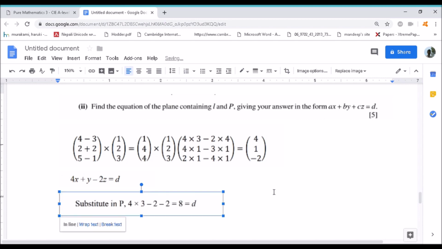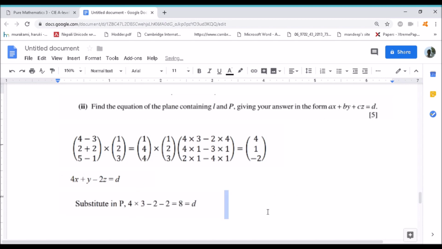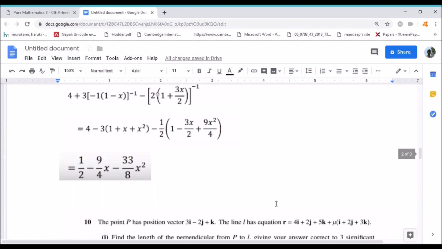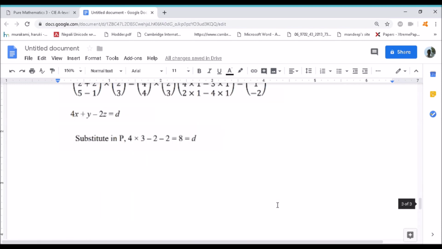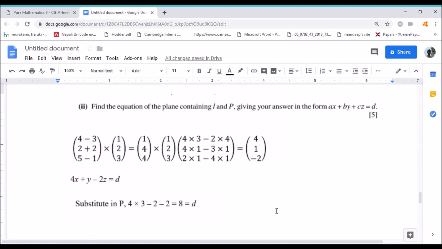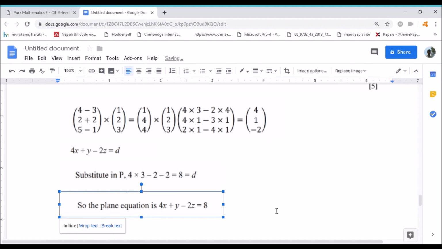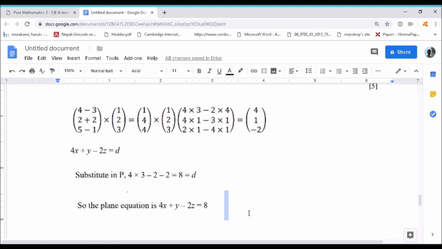So now we have to find the value of d. Now we substitute P in this equation, and you get the value of d. P is 3, minus 2 and plus 1. So we replace by 3, minus 2 and plus 1. So we get the value of d. d is equal to 8, and the equation will be 4x plus y minus 2z equals 8.